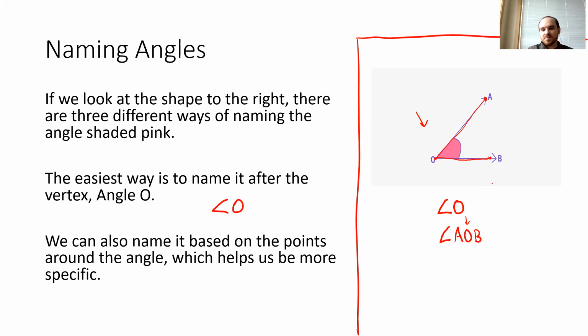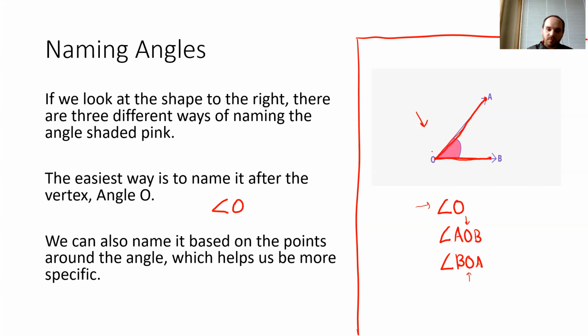Now, the other way we can name this, we can go the other direction, right? We can start at B, go to O, and then go up to A, and that's going to give us angle BOA. And again, you'll notice that our vertex is in the middle. That is very, very important for these. So whenever you're naming angles, make sure your vertex is either by itself, if that is enough to tell us what the angle is, or it's in the middle.